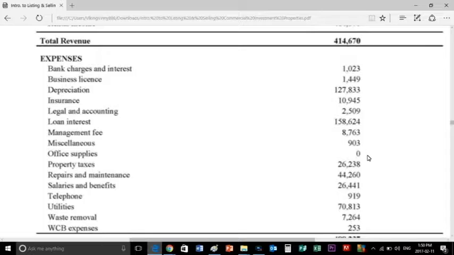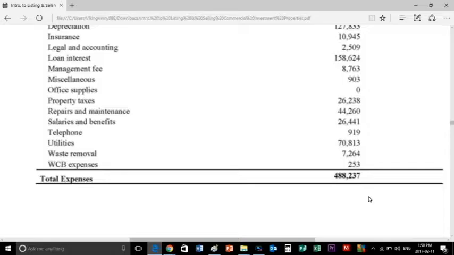$8,763. Miscellaneous, $903. Office supplies, $0. Property taxes, $26,238. Repairs and maintenance, $44,260. Salaries and benefits, $26,441. Telephone, $919. Utilities, $70,813, waste removal $7,264, and WCB expenses $253. Total expenses $488,237.